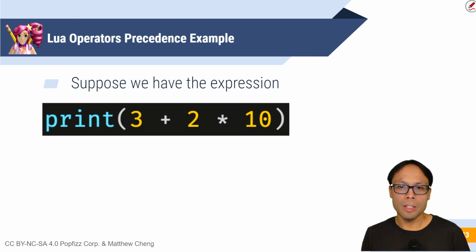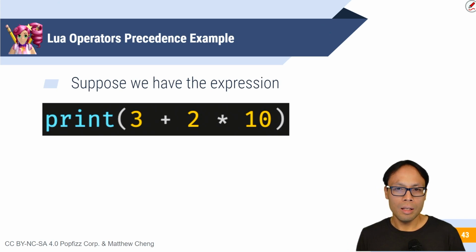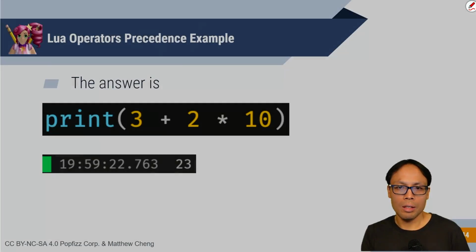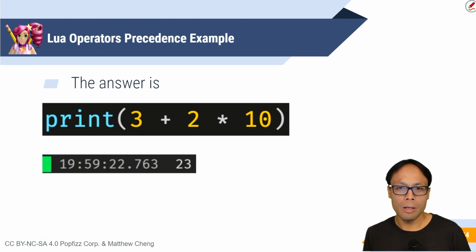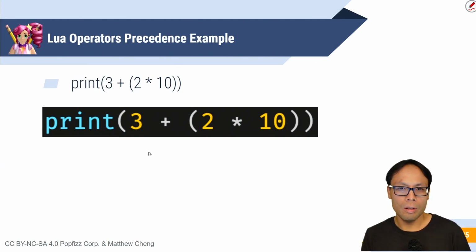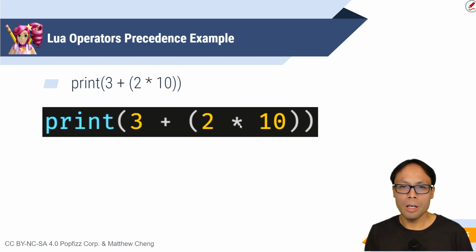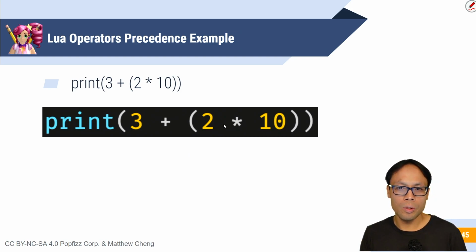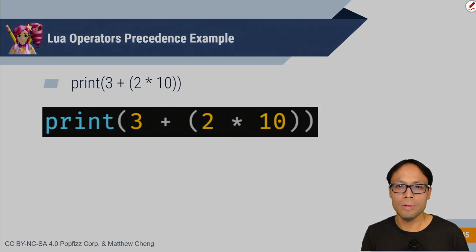So suppose we had the expression 3 plus 2 times 10. Thinking about which would go first here, per our operator precedence chart, we have 23. We know that the 2 times 10 gets evaluated first, and then we add 3, and that's how we get 23 here. So by the chart with precedence, we know that the multiplication goes first. It's the equivalent of putting the 2 times 10 together. That means that it would definitely go first.